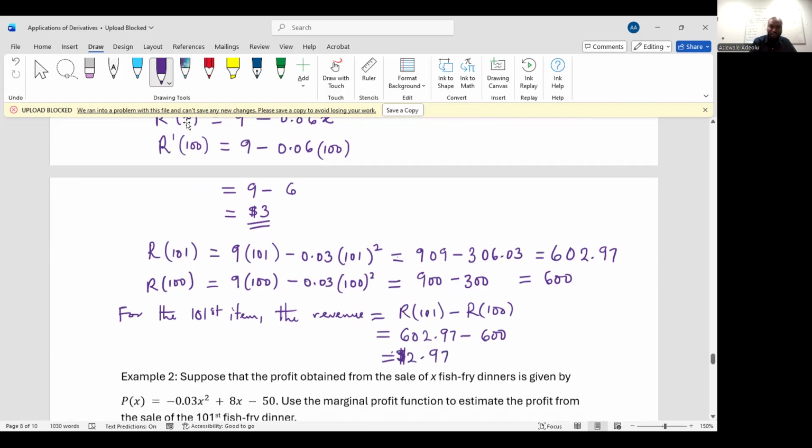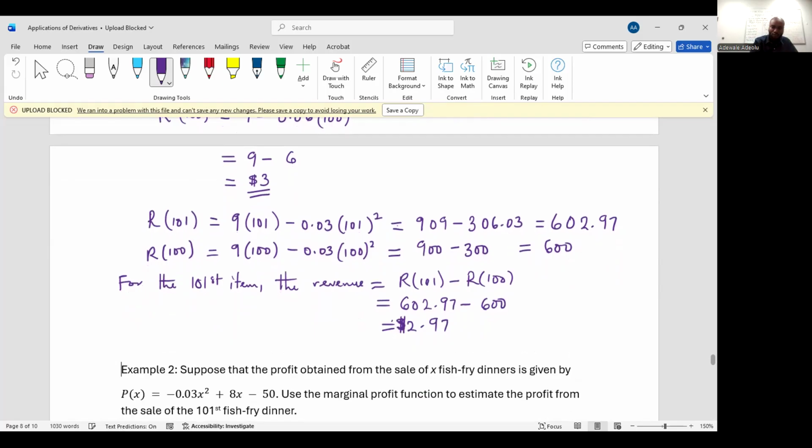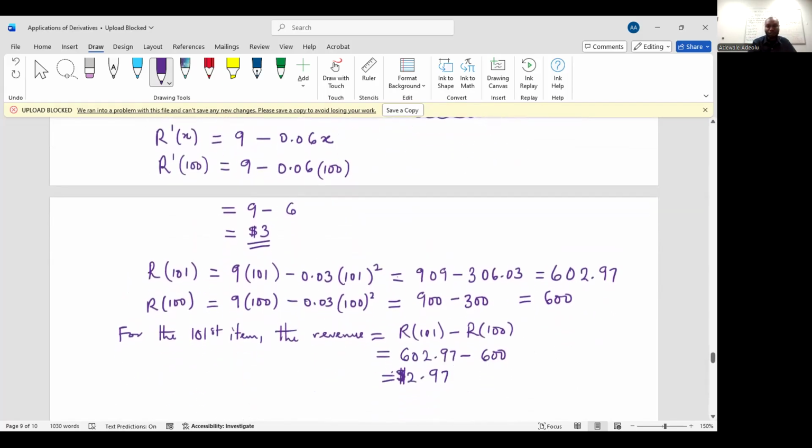Now, guys, look at our results when we use calculus. When we use calculus, we got $3. When we do the actual revenue, we have 2.97, which we can claim is approximately $3.